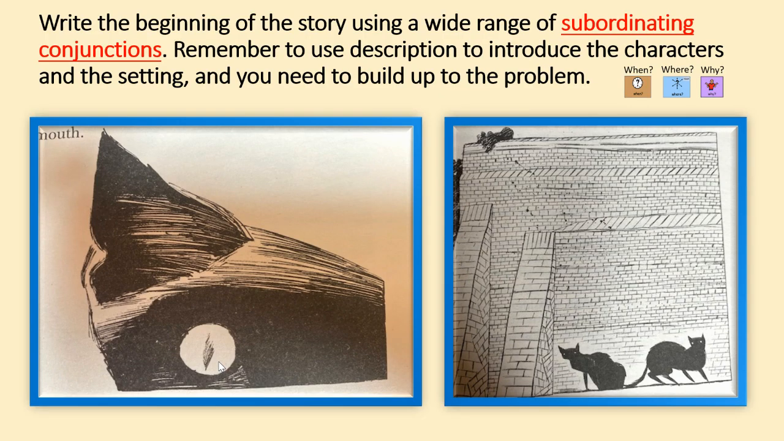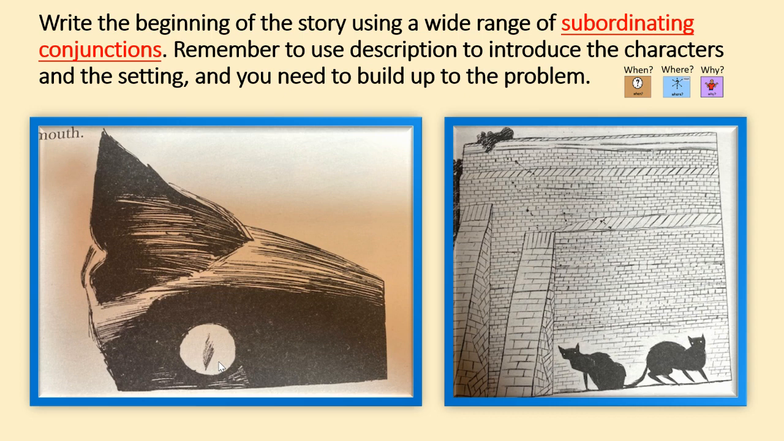Okay, so now we're going to do our writing. We are going to write the beginning of our story. We are going to remember that at the beginning of the story, we introduce the characters and the setting. We describe them. We know that already, and we've done lots of work on that already at school. So this time, I want you to really try and focus on getting some subordinating conjunctions so you can add more detail to your writing.